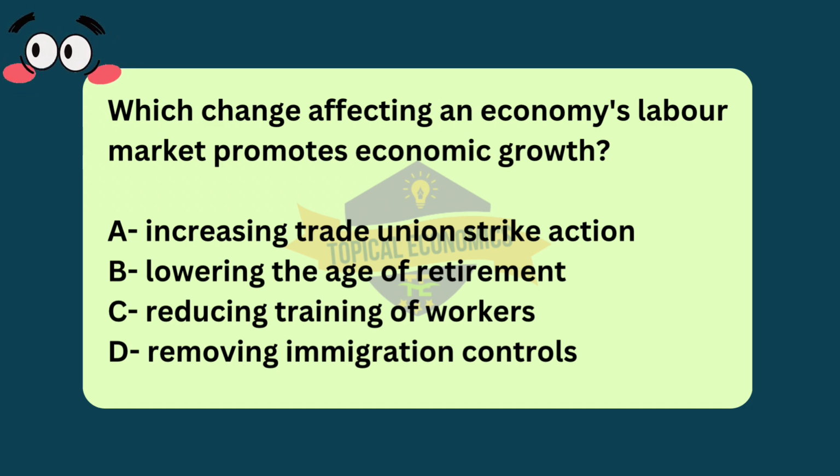Analyzing the other options. Option A. Increasing trade union strike action typically disrupts production and can reduce productivity. While unions play an important role in advocating for workers' rights, frequent strikes can harm economic growth by creating instability and reducing output. Next, option B. Lowering the age of retirement could reduce the overall size of the workforce, which may lead to a decrease in productive capacity and slower economic growth, as fewer workers will be available to contribute to the economy.